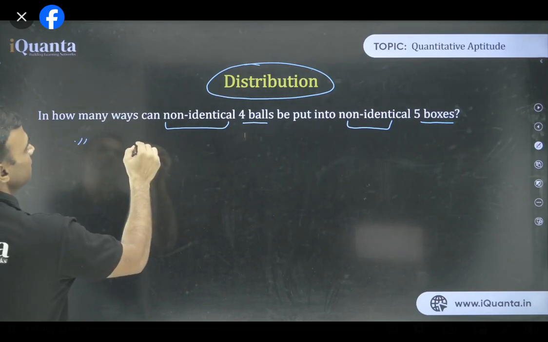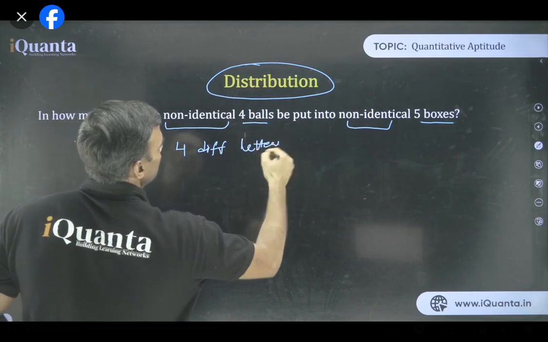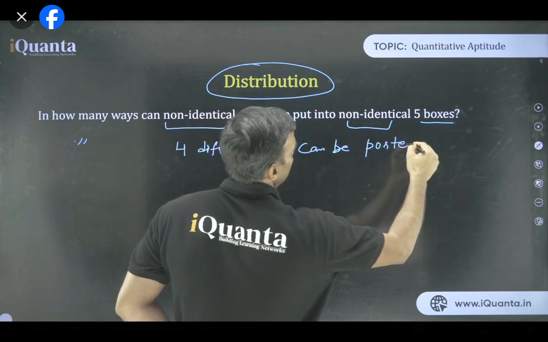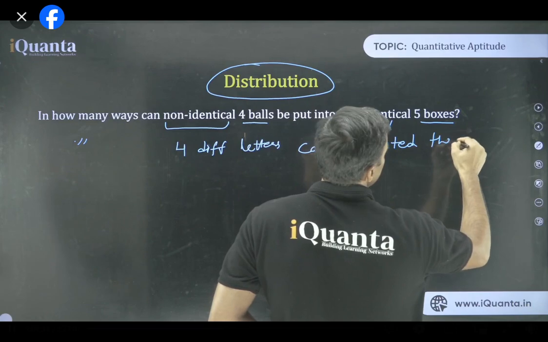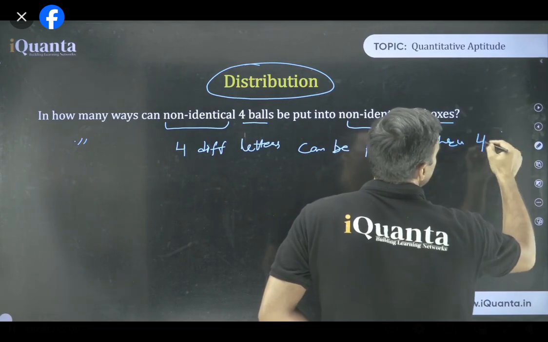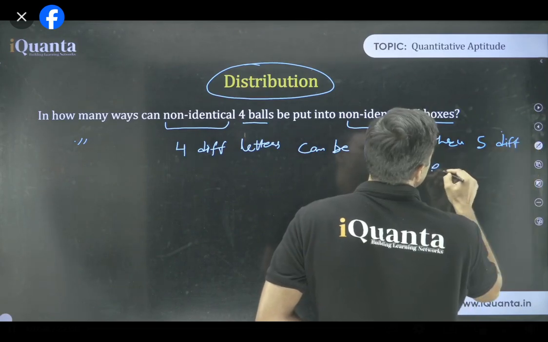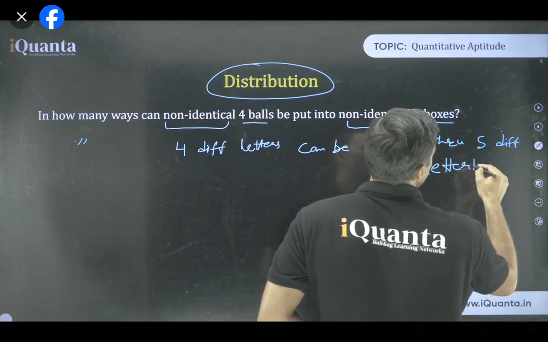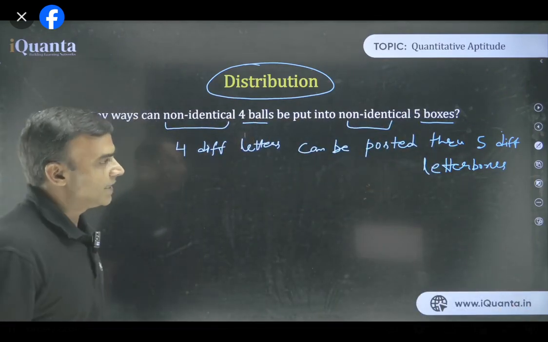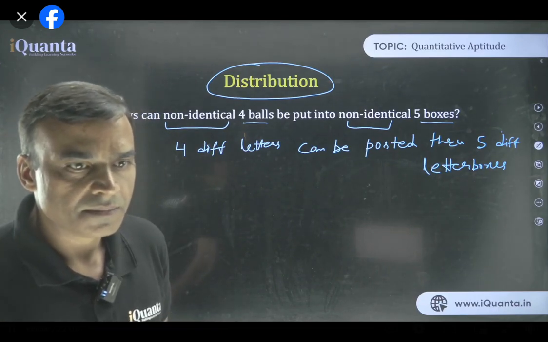Just with this, I'll put another question. In how many ways can 4 different letters be posted through 5 different letter boxes? Same numbers? Actually, same question also. Okay? Yeah, fantastic. But why power?